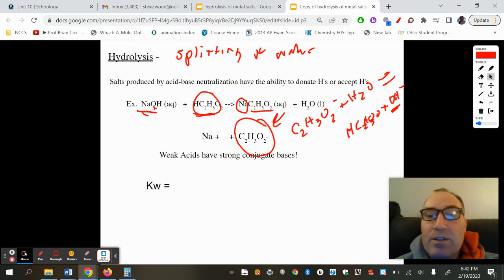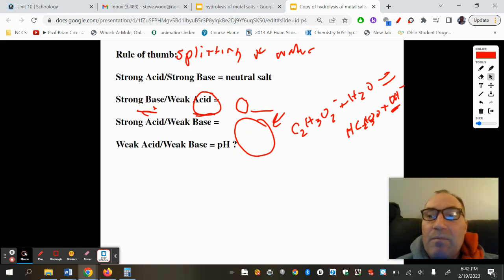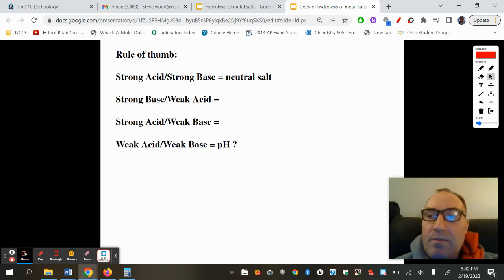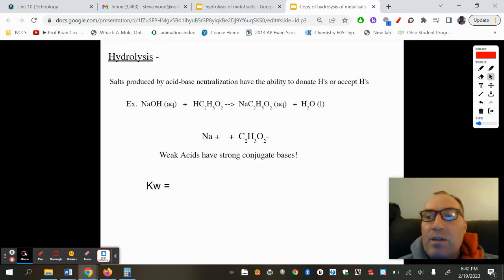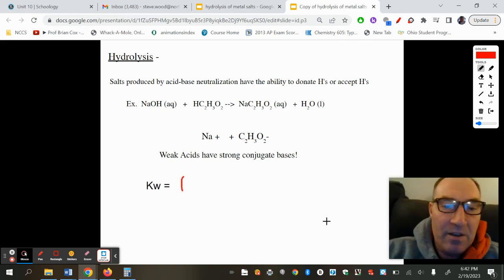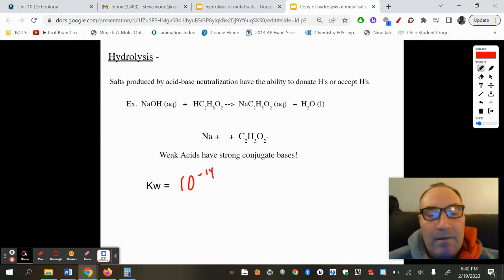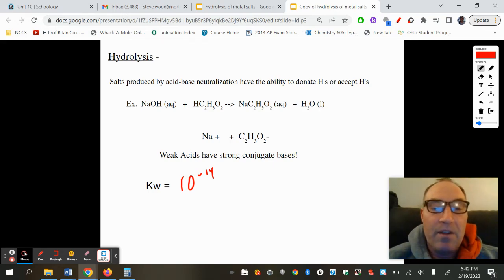Now, this is also important. Let me go back. Okay, now this is actually super important. Kw is 10 to the negative 14th. Remember that that's a definition of water: H plus times OH minus equals 10 to the negative 14th.